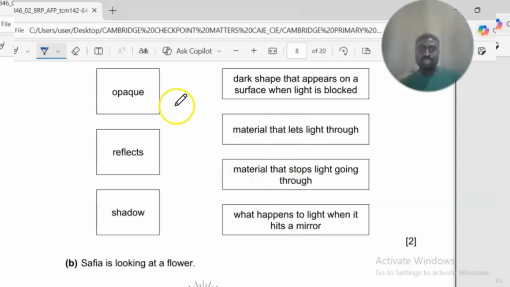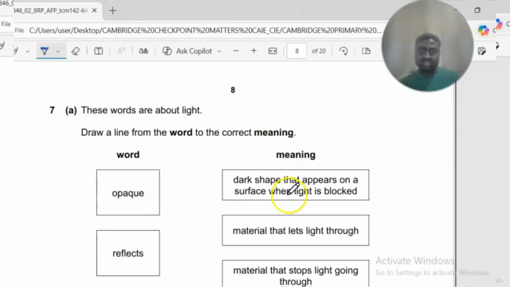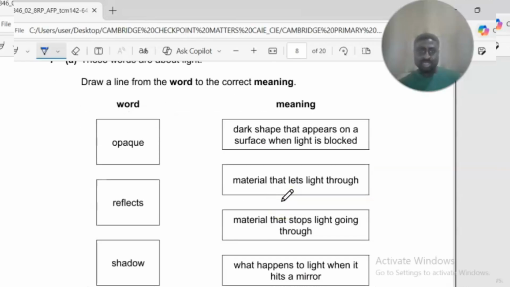So your focus should be, what is the actual definition or description for opaque? What is the best description or meaning for reflect? Also, what is the best description or meaning for shadow? So we're going to take our time to read this meaning one after the other so that we can match it properly before we draw our matching line. So are you ready? All right, let's see to it. Now, let's take opaque.